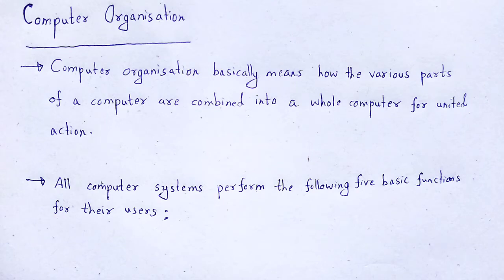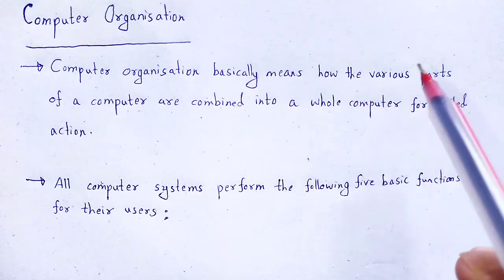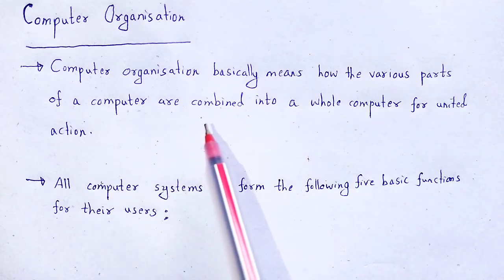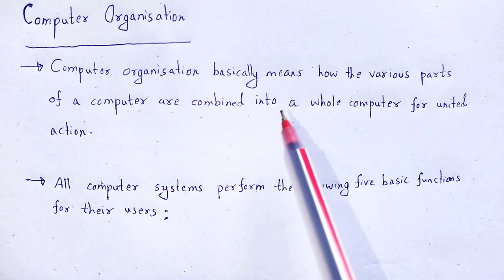In this video, we are going to discuss computer organization, input and output devices. Let's begin. Computer organization basically means how the various parts of a computer are combined into a whole computer for united action.